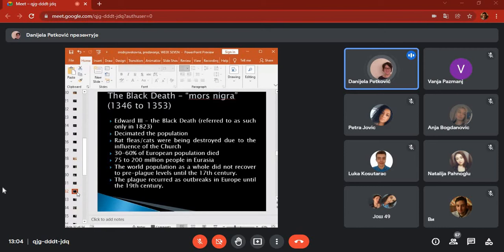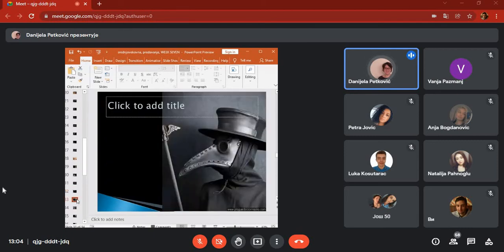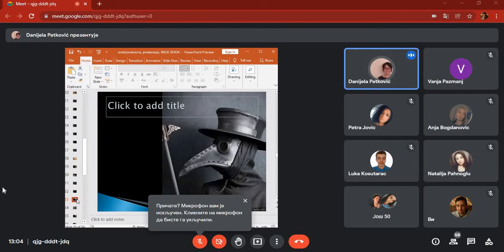I oni su, znači, nastavili su: the plague recurred as outbreaks until the 19th century, and now even in the 21st century it occasionally happens, but it is immediately contained, hopefully. It is contained. So the key thing is, don't kill cats. Feed them.